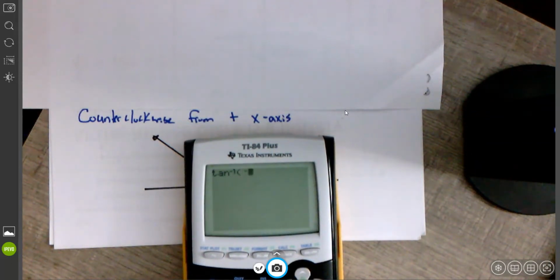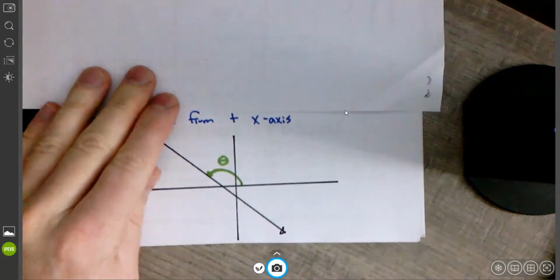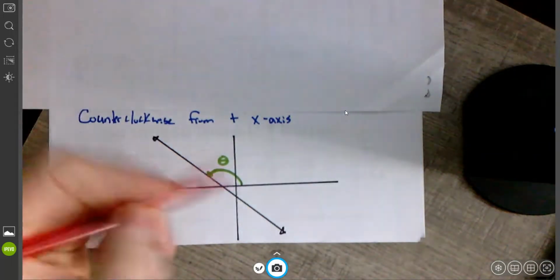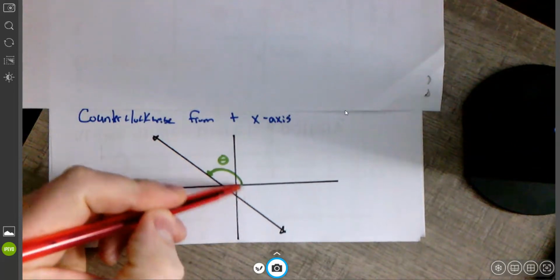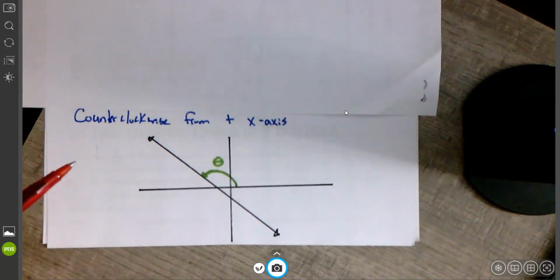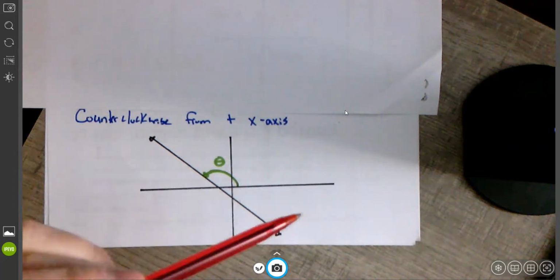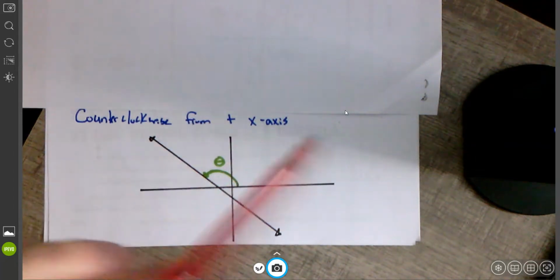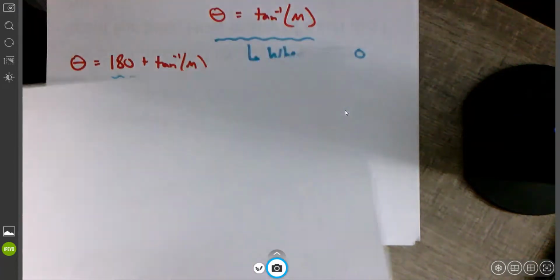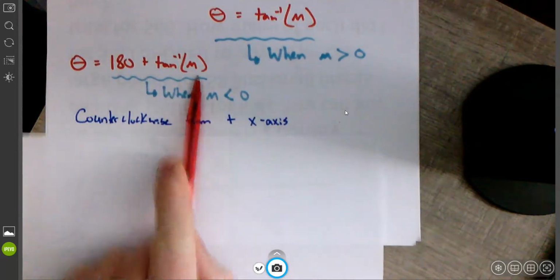Let's pretend the slope was negative 3. It would give me an angle of negative 71.565, but that's not a positive angle from the positive x-axis. That angle would be this angle right here. So if I want to find the positive version of it, we would just do 180 minus that. Since it's going to kick out a negative number anyway, 180 minus a negative ends up being 180 plus. That's why I wrote it here: we're just going to do 180 plus the inverse tangent of m when m is negative.